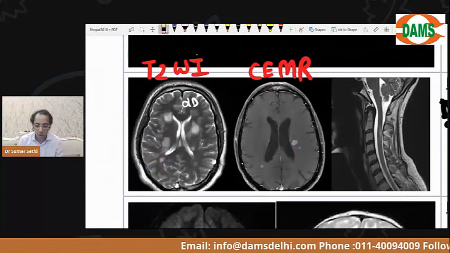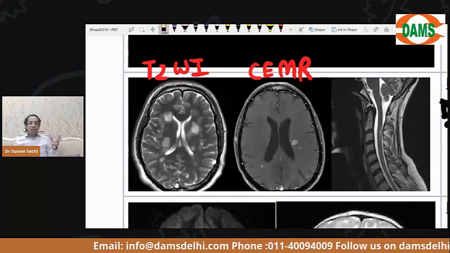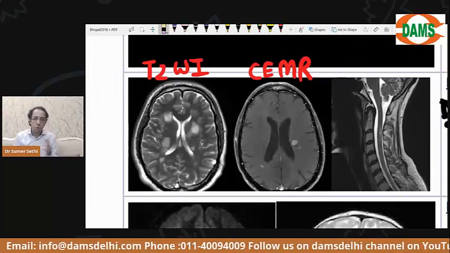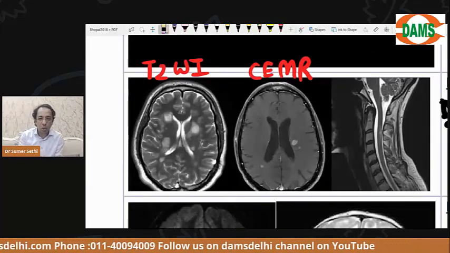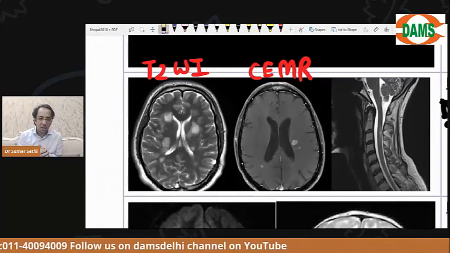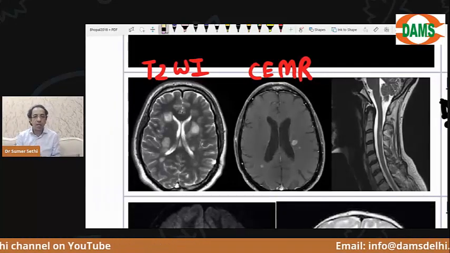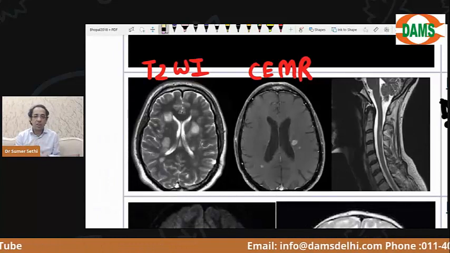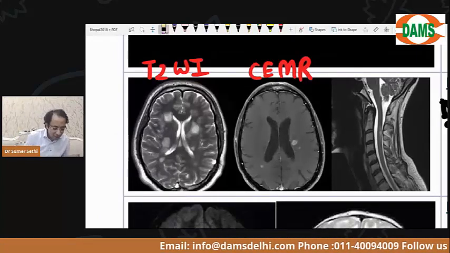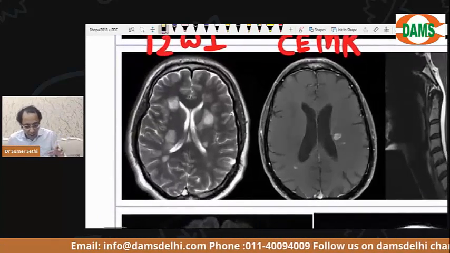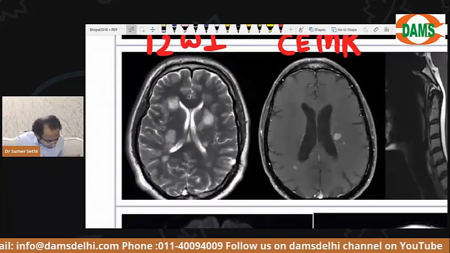Okay, now you are starting to understand that when I have to look at an inflammatory lesion or a tumor, I have to give IV contrast to assess. If it is inflamed, acutely inflamed, the capillaries will be leaky. Okay, and I will see enhancement. Now you can see and understand, bache, that there are multiple demyelinating lesions.